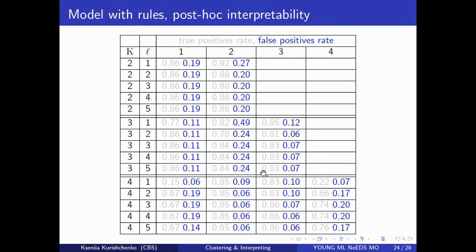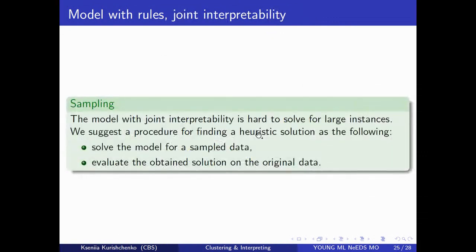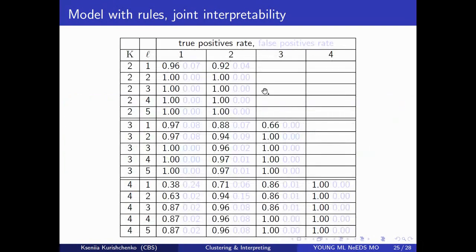Let me show you the results when we do clustering and interpretation simultaneously. Again, because the data is quite large for clustering, it's hard to solve. So we also do sampling as we did for the prototype model. And here is the result for the original data set. And as you can see now, our explanations are almost perfect.